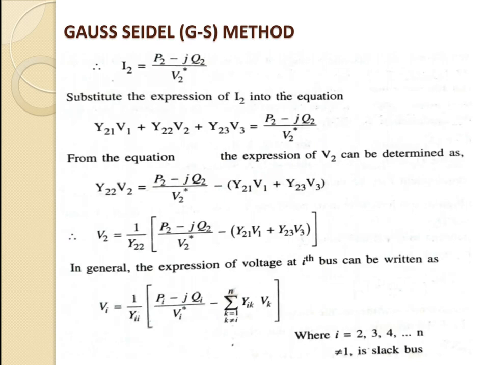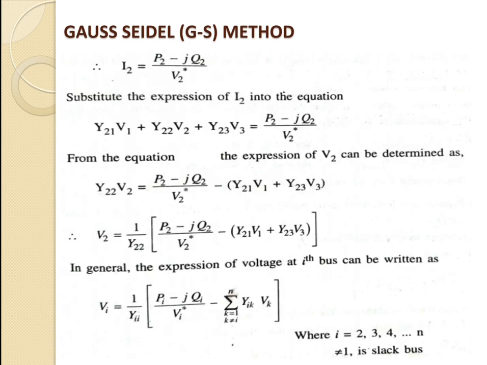Again we will rearrange the equation. That equation may be written as V2 equals 1 upon Y22, in the bracket P2 minus jQ2 divided by V2 star, minus (Y21 V1 plus Y23 V3). This is the equation for V2.